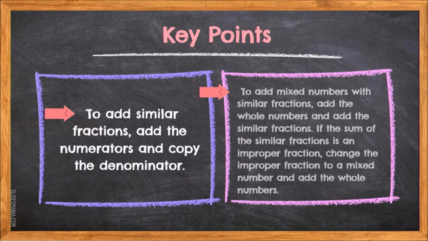And then key point number 2, to add mixed numbers with similar fractions, add the whole numbers and add the similar fractions. If the sum of similar fractions is an improper fraction, change the improper fraction to a mixed number and add the whole numbers. Okay, kids? Did you understand on how to solve similar fractions?